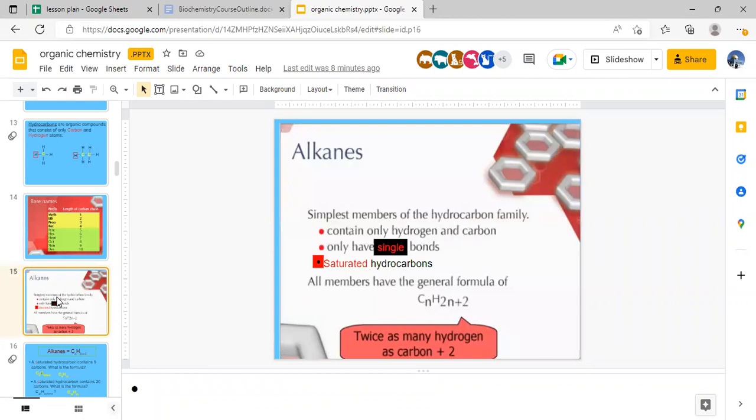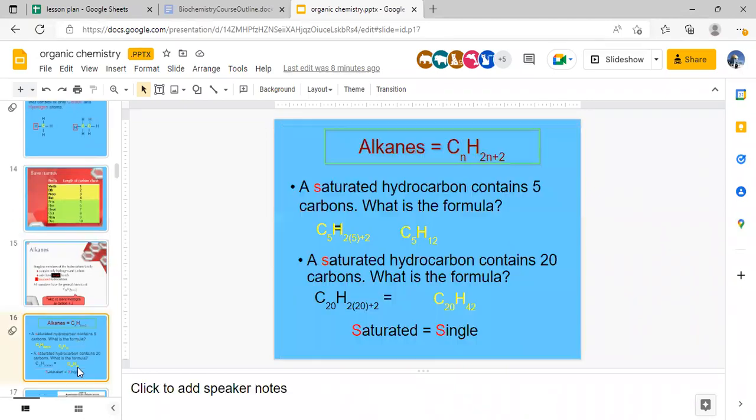Okay, so you have alkanes. So alkanes are the simplest members of the hydrocarbon family. They're always saturated. Okay, saturated meaning single bonds only. And they contain only hydrogen and carbon. So when you have an alkane, since you can have only single bonds, then the general formula is CnH2n plus 2. So twice as many hydrogens as carbon plus 2.